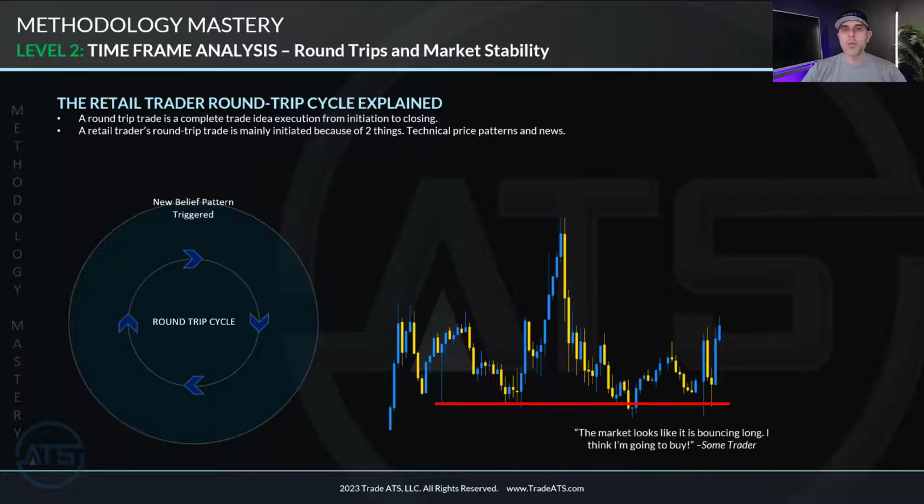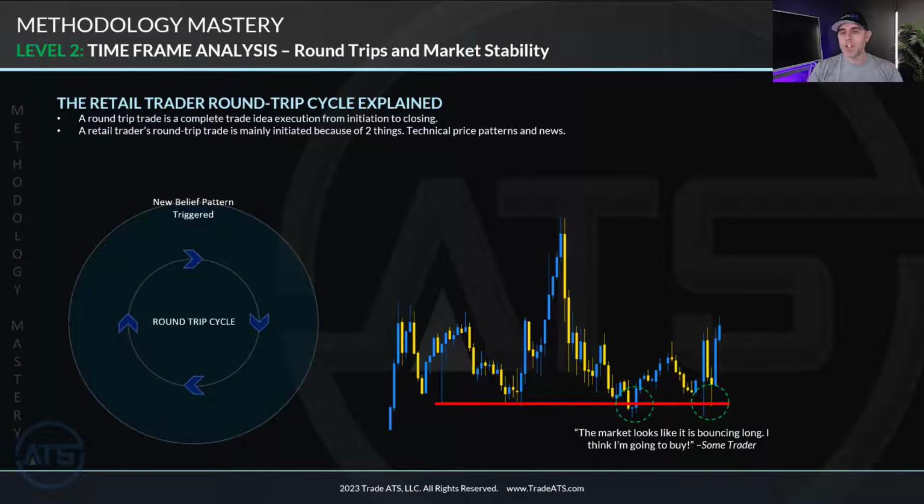Starting with a new belief pattern is triggered. Every trader that enters a legitimate trade that they actually want to be in gets into that trade because a new belief pattern has been born in them. They have seen some technical pattern on the chart, or they have heard some fundamental news, or it might be something as trivial as their dentist has given them a hot stock tip. Doesn't really matter. They have a new belief born in them that they are going to win. Therefore, they press the button.